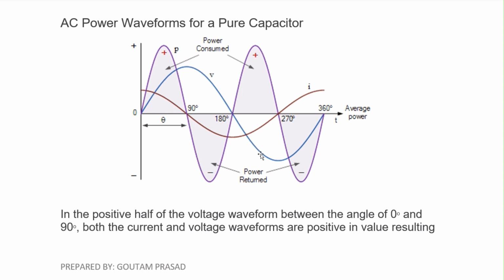The blue line is again showing the voltage and the red line is showing your current. As you can see, the positive value of the current is leading. It is reaching the peak value before the voltage. So that is why the current is called leading. Here the voltage is lagging.